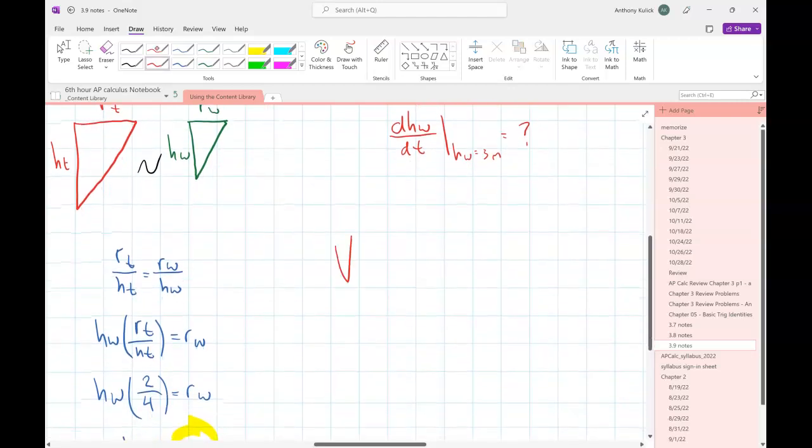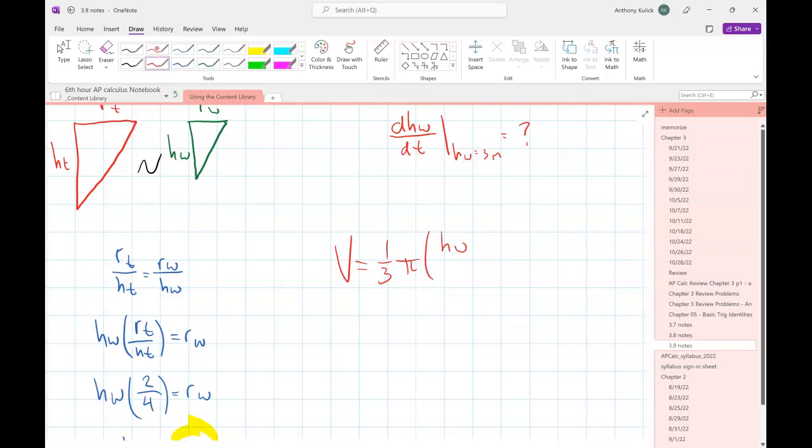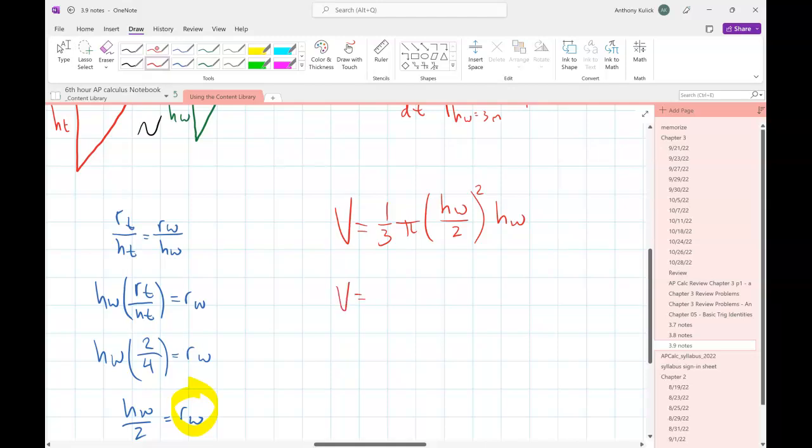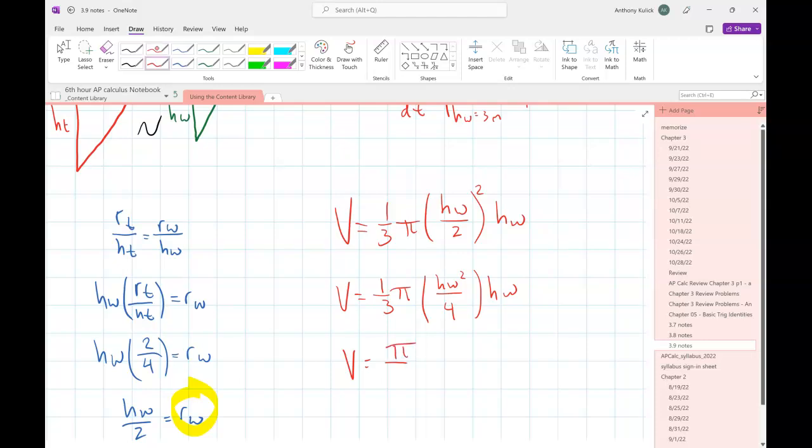Okay. So we have now volume equals 1/3 pi, and then instead of R squared, we're going to have HW over 2 squared times HW. Let's simplify this a little bit because there's a lot of like terms to combine, and we'll make the calculus much easier. So HW over 2 squared is HW squared over 4. And when I multiply this stuff all together, I get pi over 12 times HW cubed.